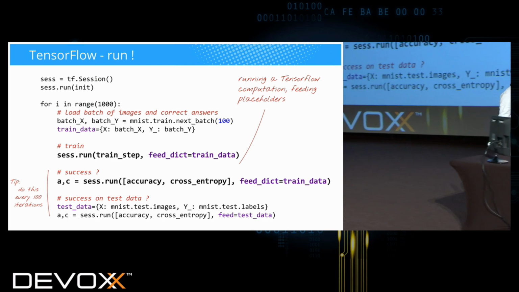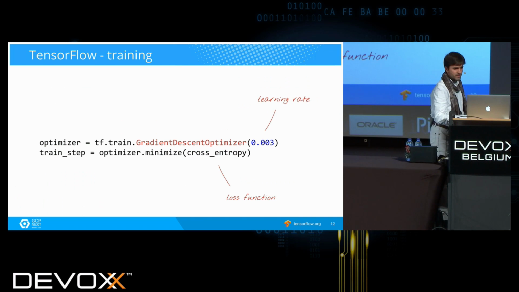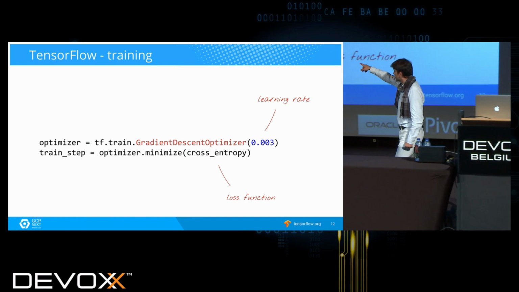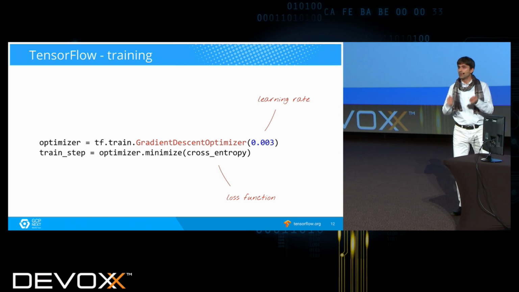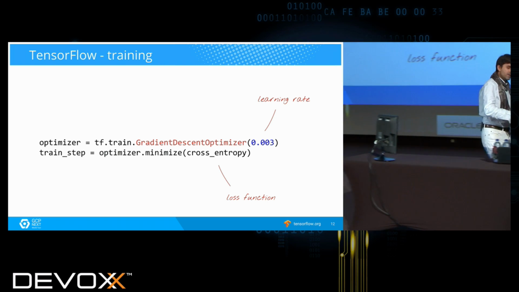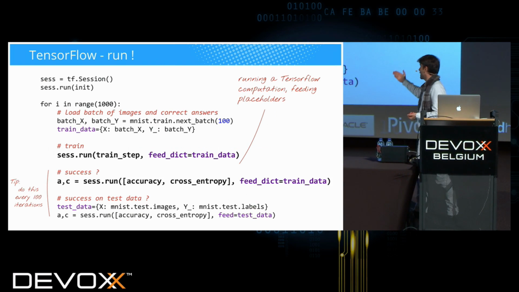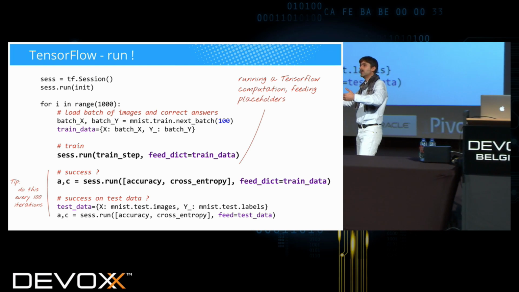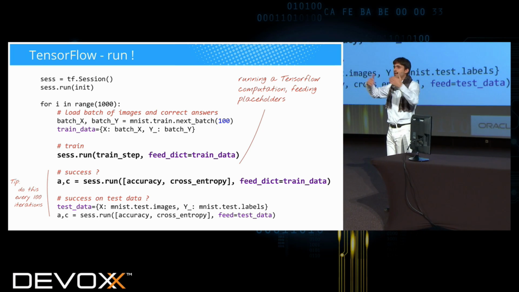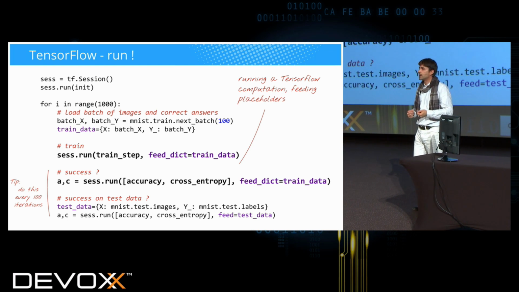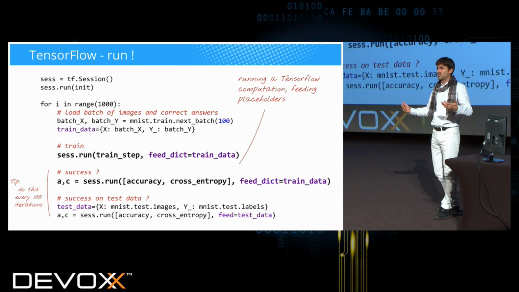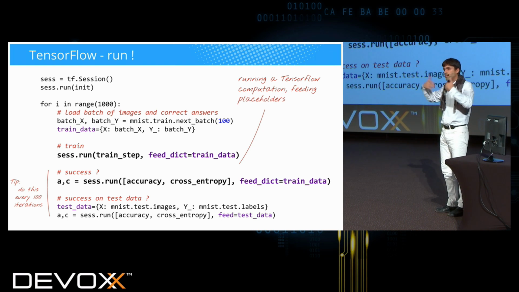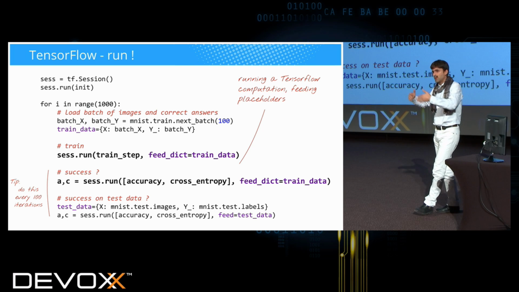What is the train step? Well, that's what we had on the previous slide. Train step is what you obtain when you ask this optimizer to optimize your loss function. So train step is actually the step that computes the gradient, derives from that the deltas to apply to your weights and biases, and updates the weights and biases. The train step is what makes your weights and biases move in the right direction.